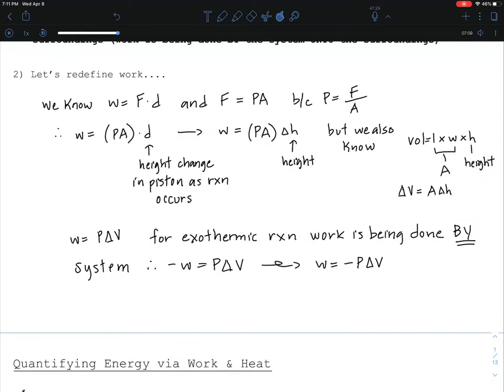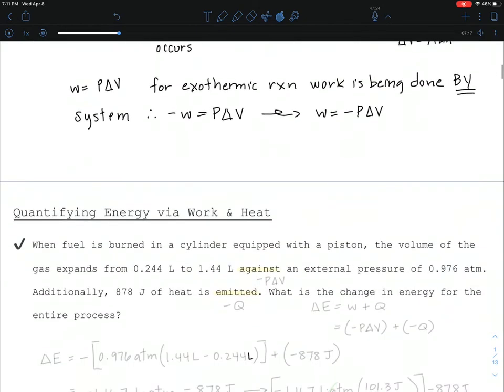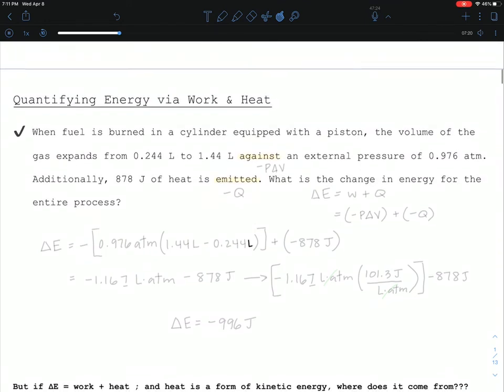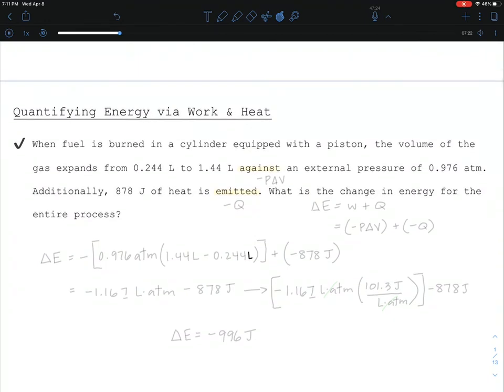So let's see how we can put this to use. Let's quantify some energy through work and heat. So this is when you have both components to consider. So we have an example here. When fuel is burned in a cylinder equipped with a piston, just like that picture that we saw above, the volume of the gas is going to expand inside your cylinder from 0.244 liters to 1.44 liters. And it's going to be against an external pressure of 0.976 atmospheres. In addition to that, 878 joules of energy is emitted. They're asking you, what is the change in energy for the entire process?